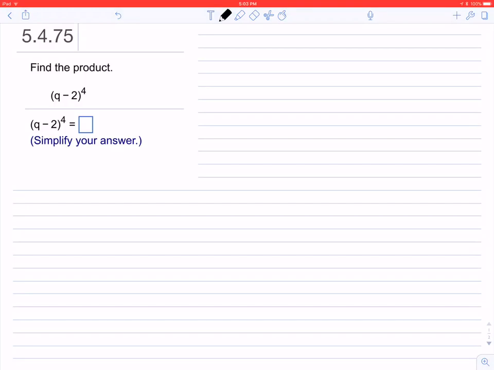This is a question on multiplying polynomials, and we are asked to expand this binomial to the power of 4. So let's take a look at it. We have q minus 2 to the power of 4. What does something to the power of 4 mean? It just means multiply that thing by itself 4 times.